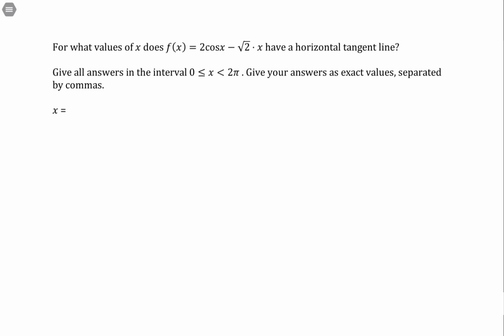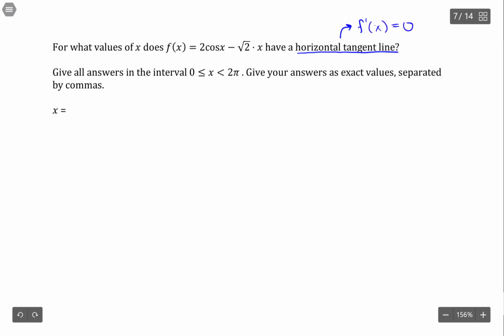Okay, so a function has a horizontal tangent line whenever its first derivative is equal to 0, because the derivative is measuring the slopes of lines, and a horizontal slope is 0. So we're just looking for where the slopes of this function are 0. So we'll start with the first derivative.